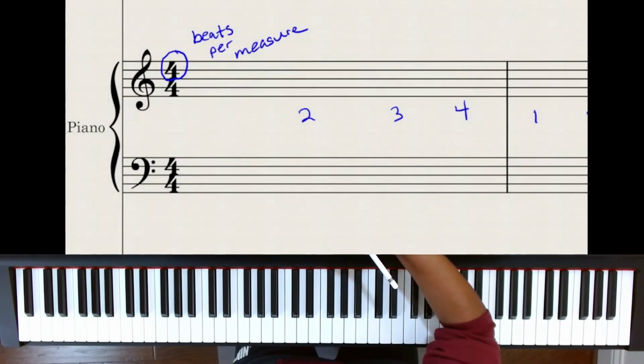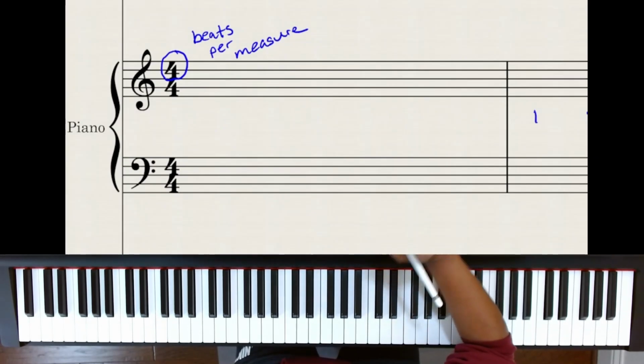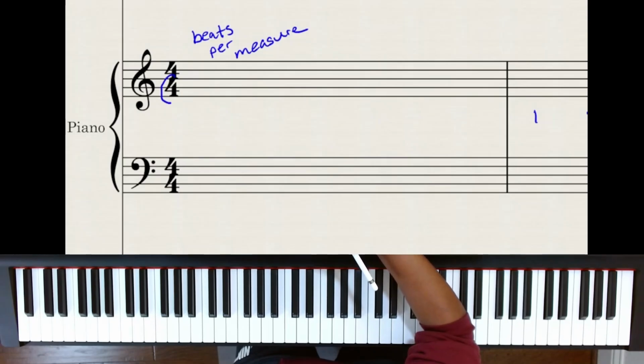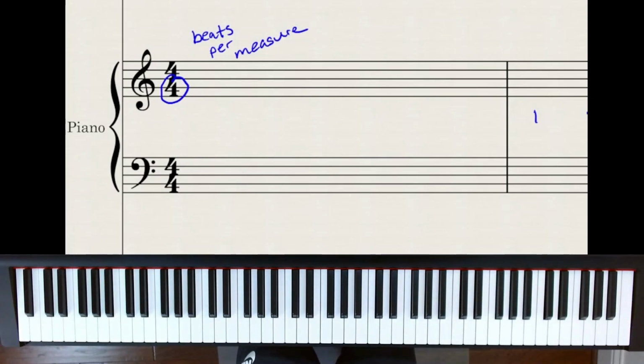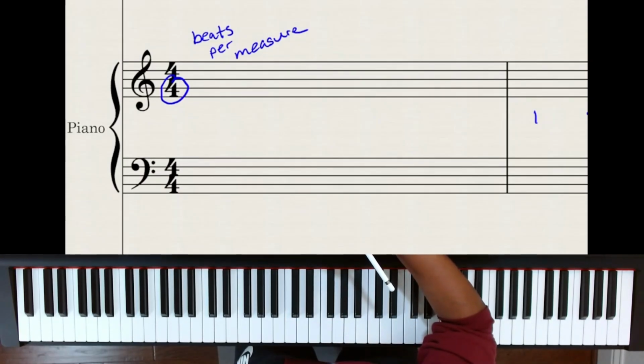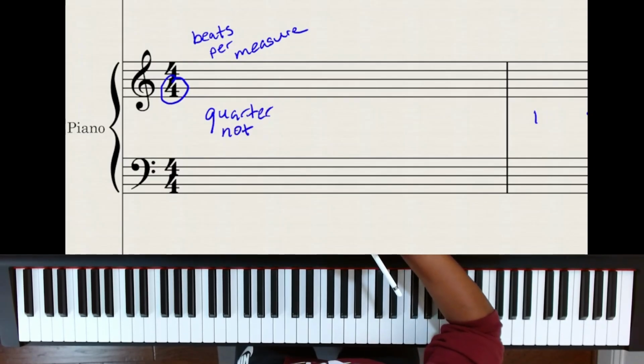So next we have that bottom number. This bottom number represents what type of note is going to get the beat. When I say what type of note, I mean, is it going to be a half note that gets the beat, an eighth note that gets the beat, or a quarter note? In the case of 4/4 time, our bottom number is 4, which represents the quarter note, which is going to get the beat. Okay?